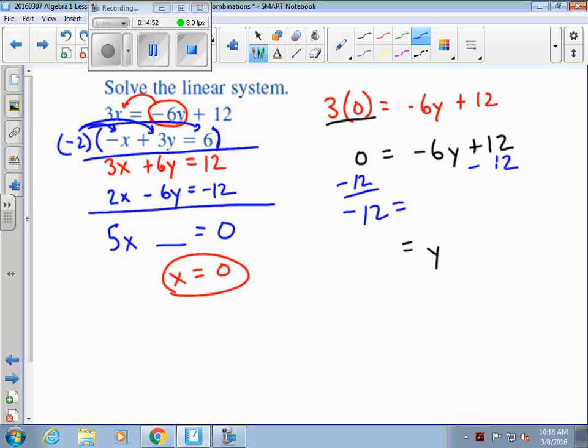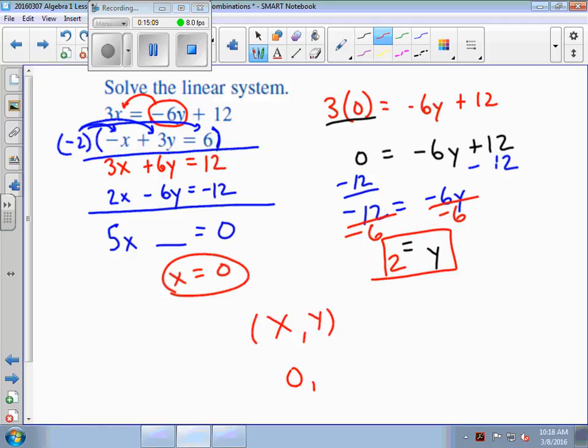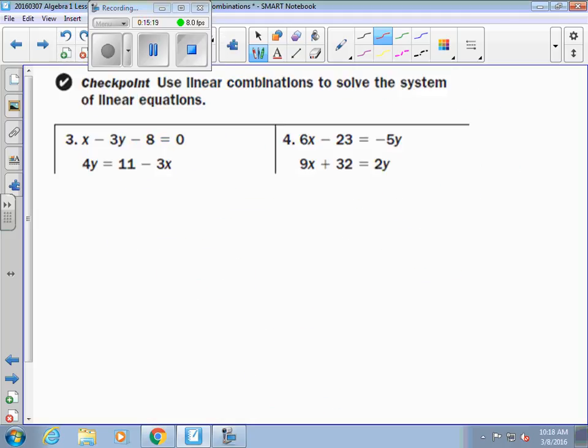Negative 12 equals, we still got negative 6y. How do you get y by itself? Divide by what? Negative 6. You're going to do the same here. What's the negative divided by negative? Positive 12 divided by 6 is 2. Y's value then is 2. X comma y is your solution. 0, 2 is the solution. That is the point that, when you graph both equations, they intercept each other or they cross. And then there are 2 checkpoint problems to go.